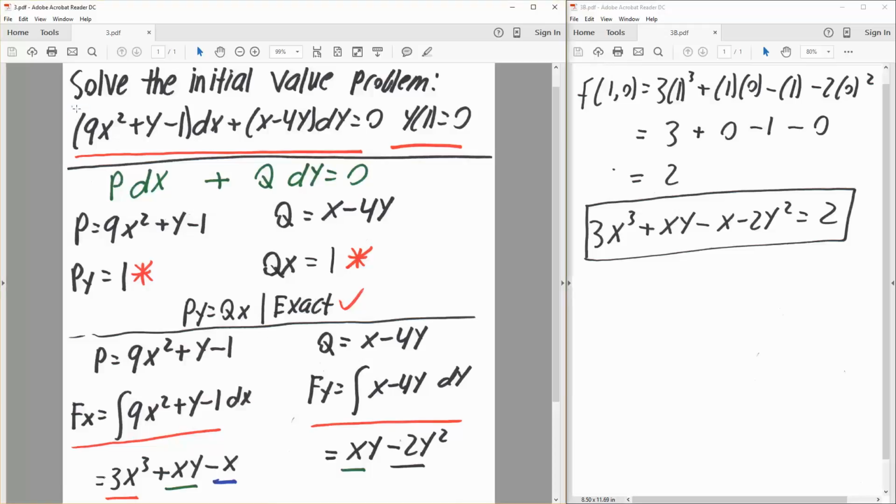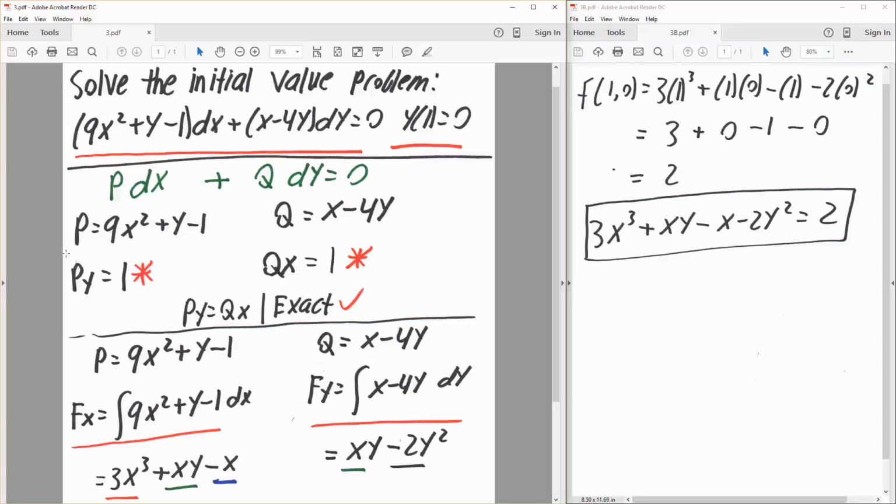And so for doing exact and inexact equations, we say the term that is dx would be P. So this right here is P dx, and the term that is dy, we call it Q dy. So this would be Q dy is equal to 0. And so our P term therefore would be 9x squared plus y minus 1, and our Q term would be x minus 4y.